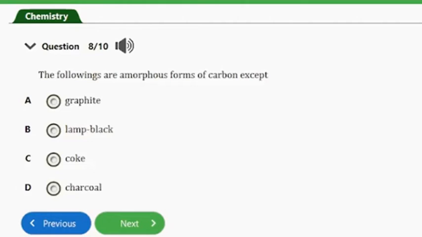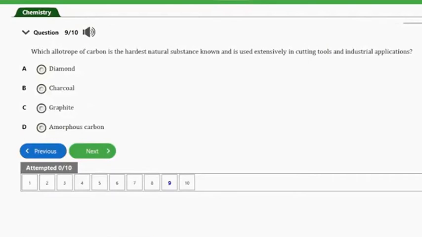It says the following are amorphous forms of carbon except A, graphite, B, lamp black, C, coke, D, charcoal. So guys, the answer to this question is option A here, and that's graphite. Graphite is not an amorphous form of carbon. It is a crystalline form of carbon. So the amorphous forms of carbon will include the charcoal, the coke, the lamp black, and so on. So that's it for this question. And let's consider the next question, guys.